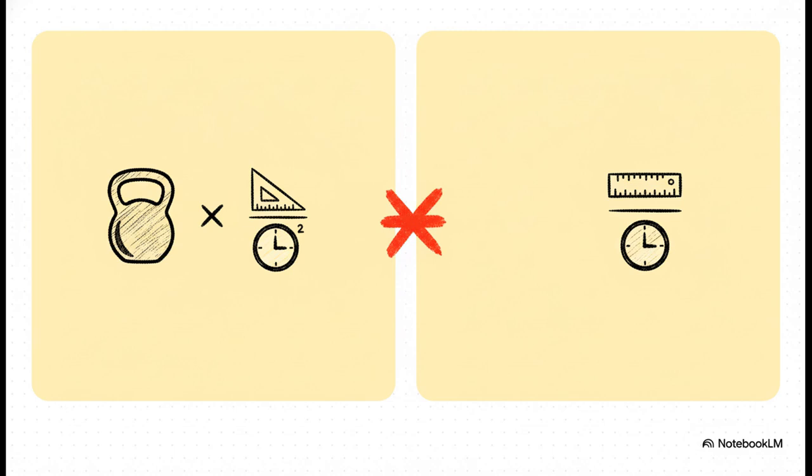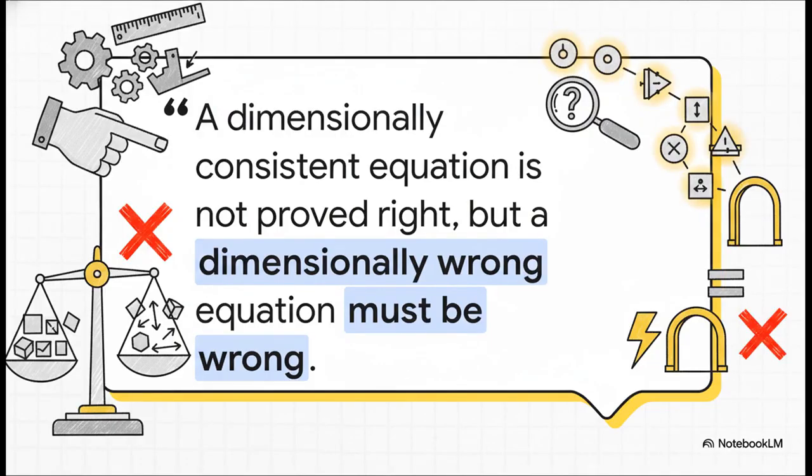The dimensions of velocity are pretty simple, right? It's just a length divided by a time. But force? A force is a mass times an acceleration, which makes its dimensions mass times length divided by time squared. If you look at their fundamental makeup, they're just different languages. Trying to add them together is like trying to add apples and kilometers. You just can't do it. They are dimensionally inconsistent. And this leads us to what is basically a golden rule in physics.